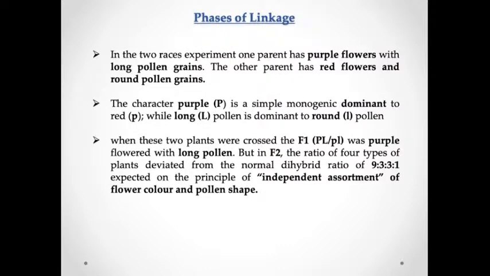In the experiment with the two races, one parent has purple flowers with long pollen grains, the other parent has red flowers with round pollen grains. The character P, denoted by capital P, is simple monogenic dominant to red, while long pollen, L, is dominant to round pollen. When these two plants are crossed, the F1 generation would be PL, purple flowered with long pollen. But in F2, the ratio of the four types of plants deviated from the normal dihybrid ratio of 9:3:3:1 expected on the principle of independent assortment of flower color and pollen shape.